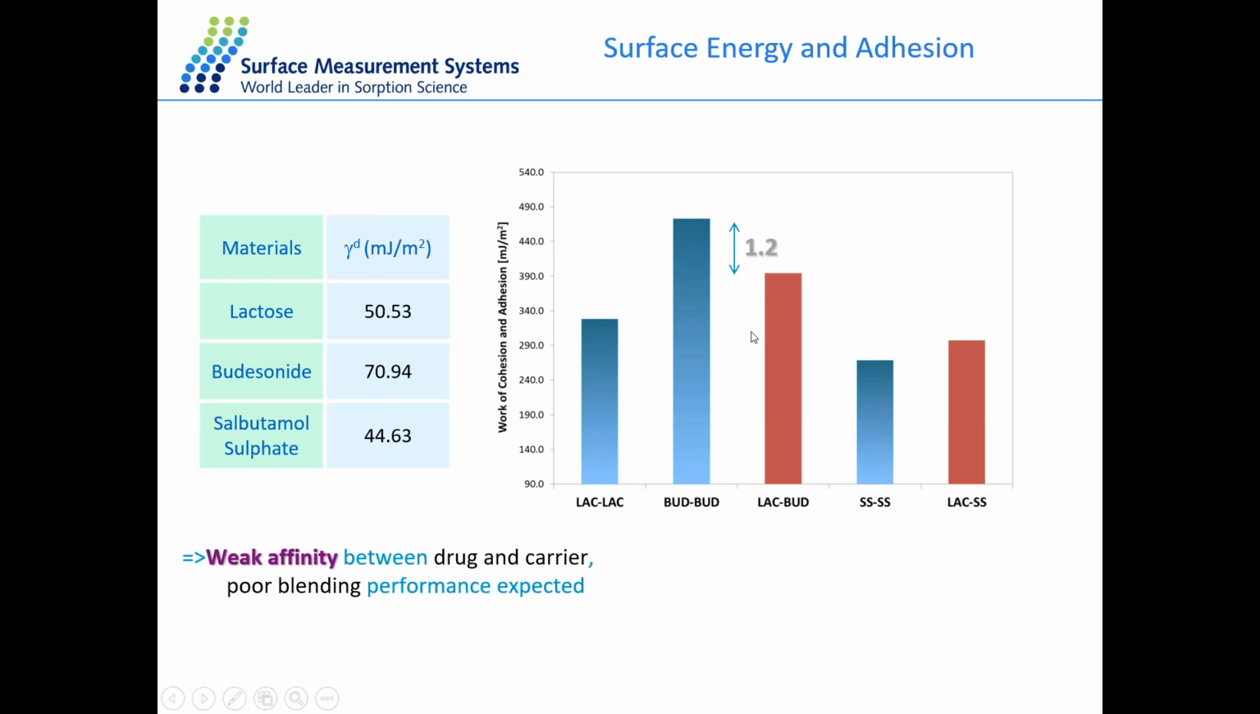So this is suggesting that there's a weak affinity between the drug and carrier, and as a result this could lead to a poor blending performance. However, if we look at the salbutamol sulfate compared to our lactose-salbutamol sulfate, we can see the lactose-salbutamol sulfate has a slightly higher work of cohesion. So it's more likely to interact with the lactose than with itself. This suggests a stronger affinity between the drug and the carrier, and as a result a much better blending performance.